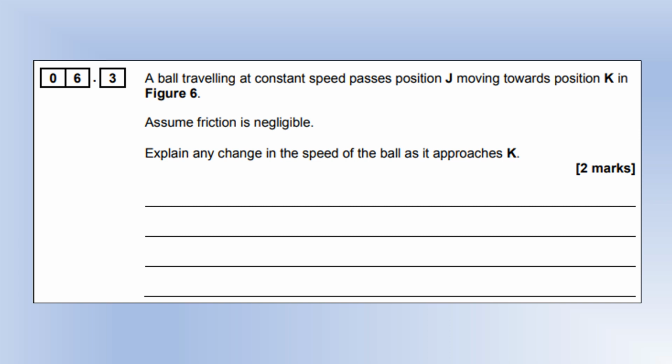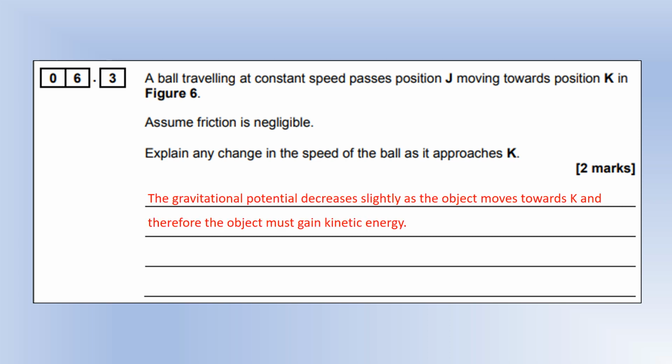So a ball traveling at constant speed passes position J moving towards K. Assuming friction is negligible, explain any change in the speed of the ball as it approaches K. The thing to realize is if the gravitational field gets stronger, that's going to mean the gravitational potential decreases slightly. And that means if the potential energy is decreased, the kinetic energy is going to increase. So the speed is going to increase.